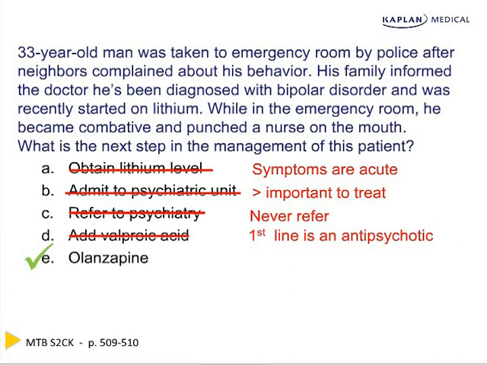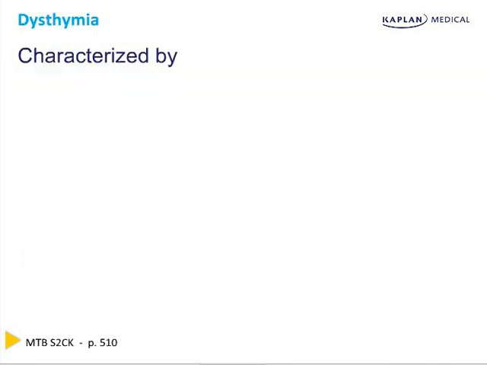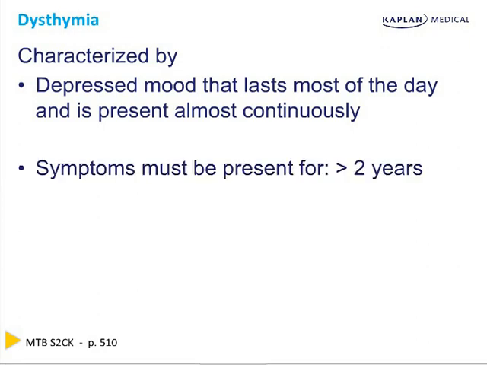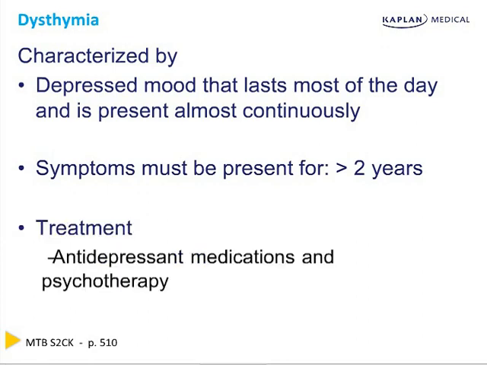We saw cyclothymia as one of our answer choices, so we'll discuss dysthymia and cyclothymia now. You want to count the symptoms again for dysthymia, like you do for major depression. Dysthymia is characterized by a depressed mood that lasts most of the day and is present almost continuously. And the duration, remember you count symptoms and duration, the symptoms for dysthymia must be present for greater than 2 years. The treatment is going to be antidepressant meds and psychotherapy.